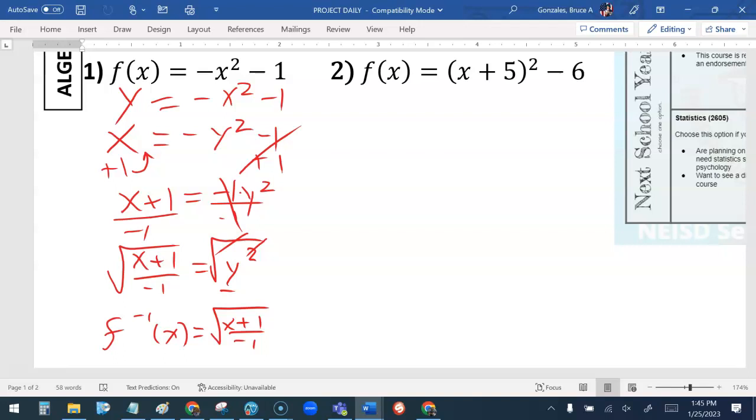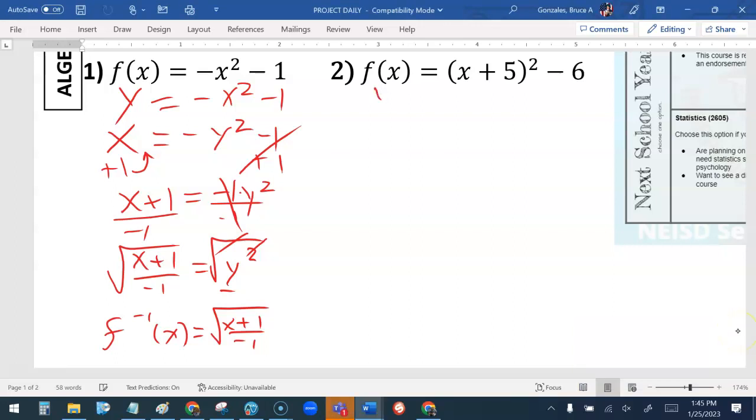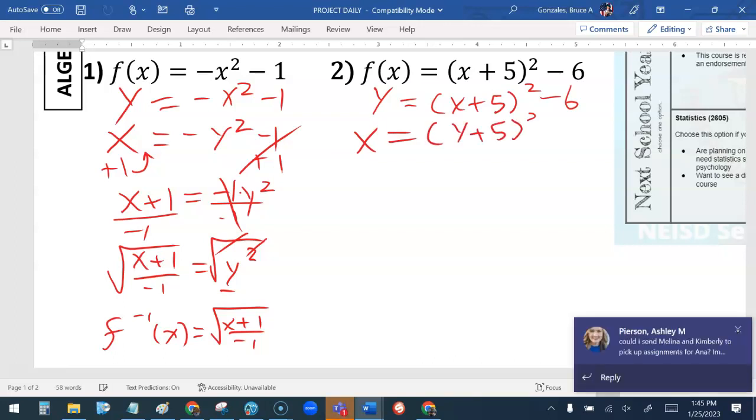Let's do number 2. Number 2, what do I do first? What does f of x turn into? What letter? Very first step. What do I write instead of f of x? Y. Okay. So y equals x plus 5 squared minus 6. Okay. Second step. X and y switch, right? So let's write that. X equals y plus 5 squared minus 6.